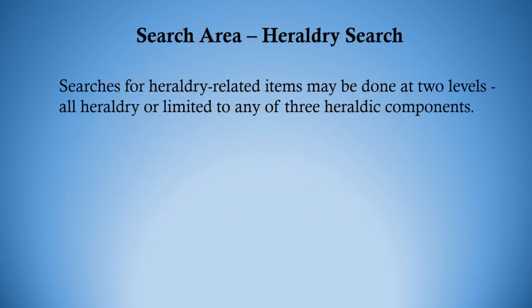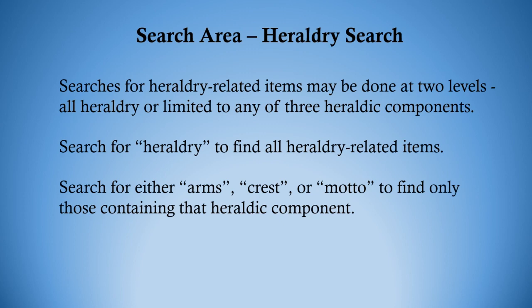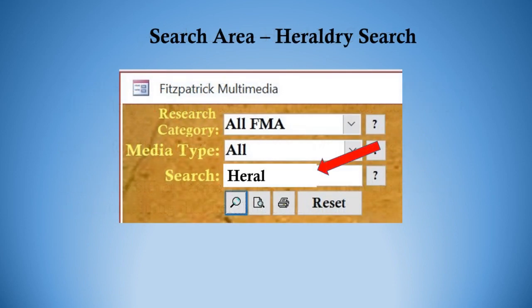Searches for heraldry-related items may be done at two levels: all heraldry or limited to any one of three heraldic components. Search for heraldry to find all heraldry-related items, or you can search for either arms, crest, or motto to find only those containing that heraldic component. To see all heraldry items, enter heraldry and select the magnifier.